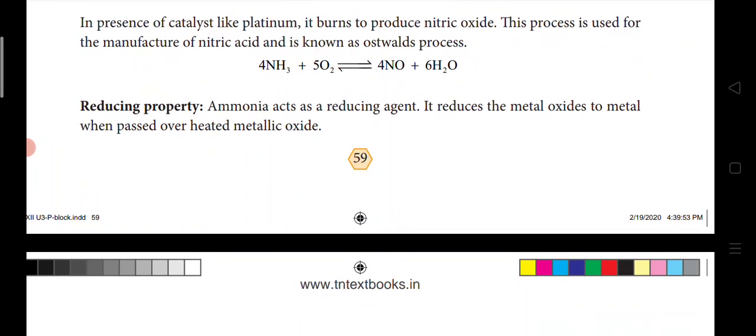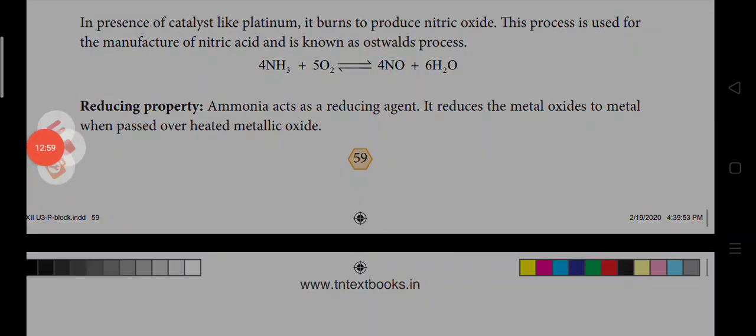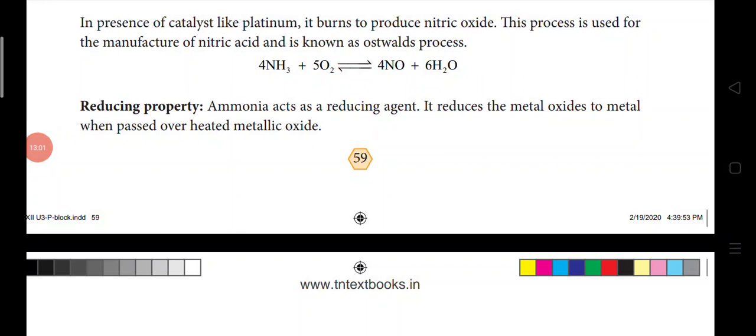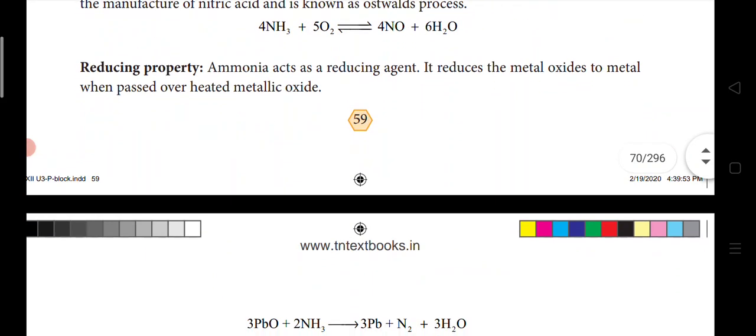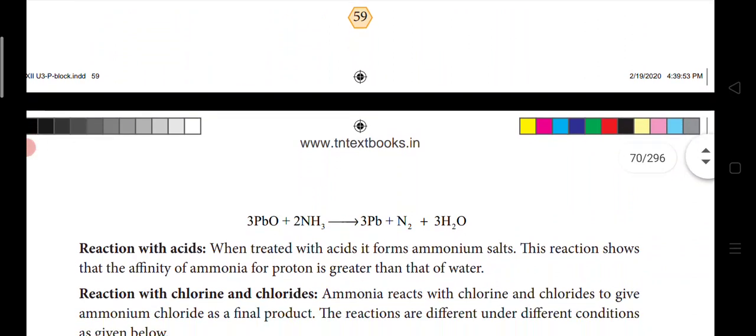Next is reducing property. Ammonia acts as a reducing agent. It reduces the metal oxide to metal. So what it will do? We all know what a reducing agent is. It supplies hydrogen. Yes or no? So it reduces the metal oxide to metal, or removal of oxygen we also call reduction, when passed over the hot metallic oxide.